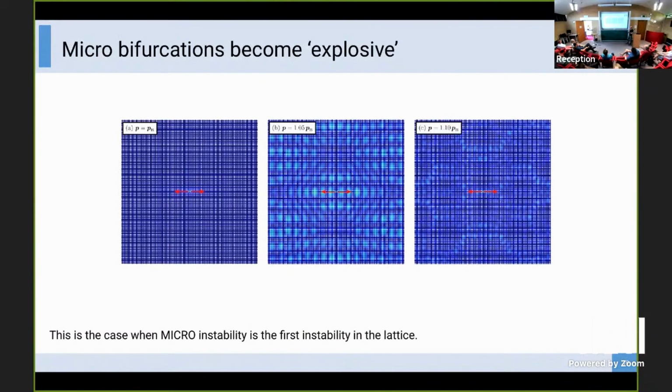Here I show only results for the lattice because the solid is still stable, so you see nothing in the equivalent solid, but here in the lattice, you see the effect of a micro bifurcation. So in this case, micro bifurcation is not localized, so it's not a shear band. So you have a periodic mode extending all over the lattice. And this is invisible in the effective continuum.